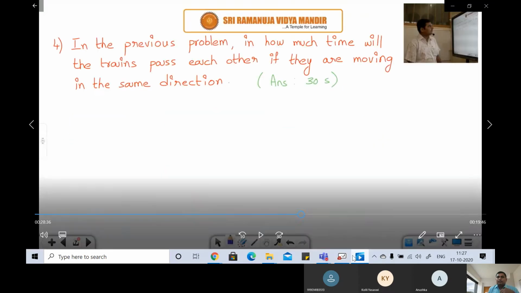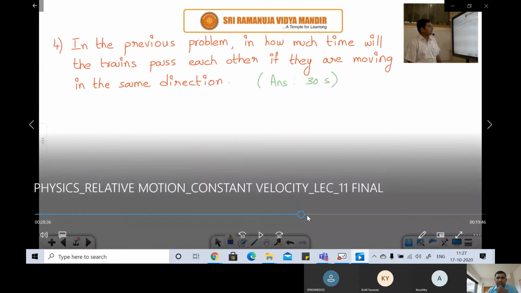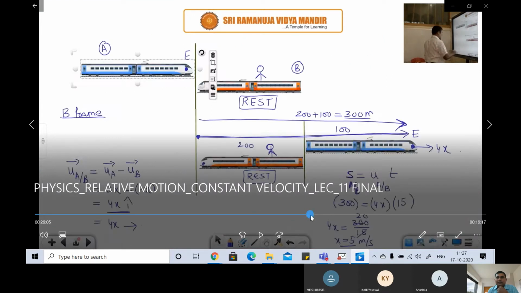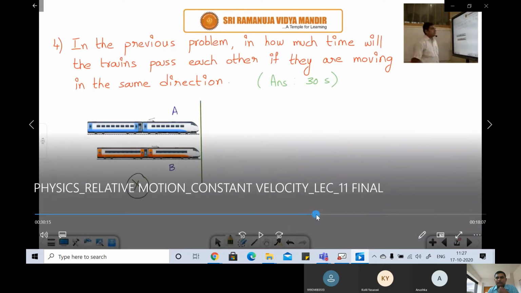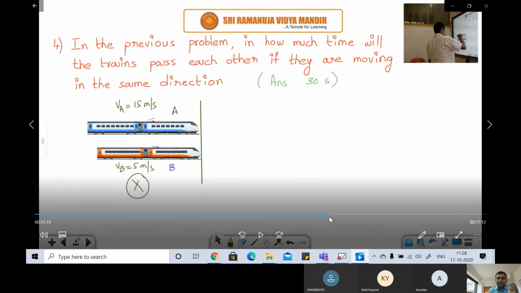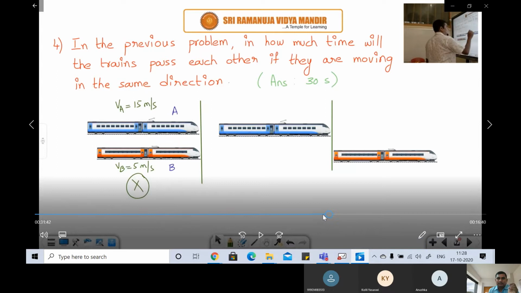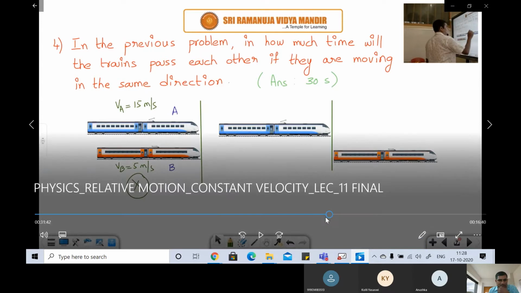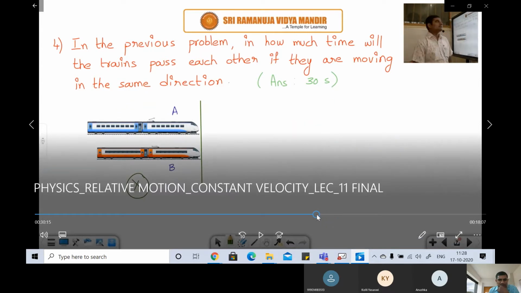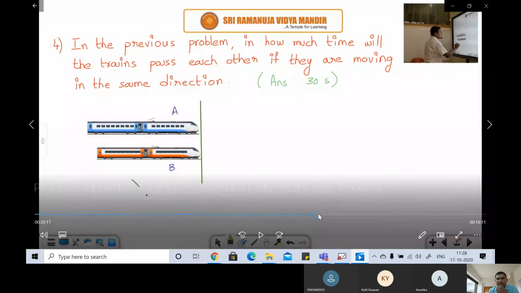Now, in the previous problem, the values of the velocities of A and B are known. The velocity of A is 15 meters per second, the velocity of B is 5 meters per second. So now in this condition, shall we take like this? I'm asking.